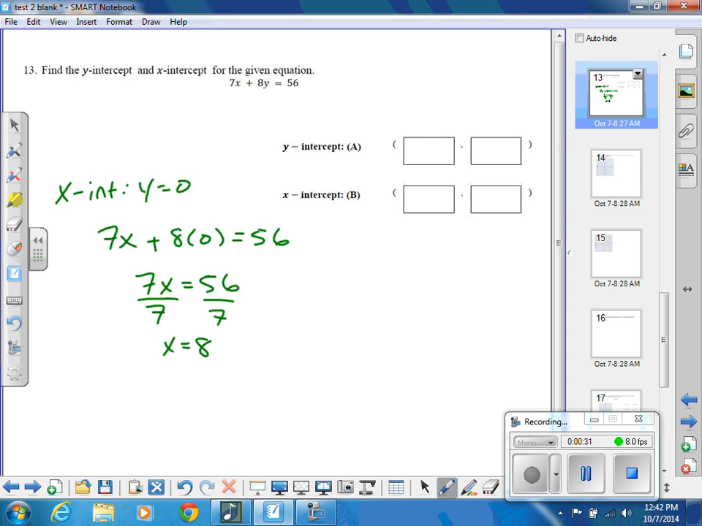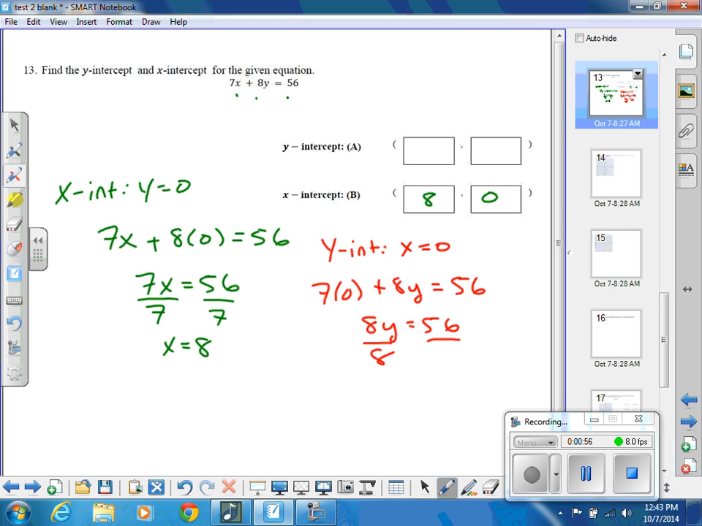So notice how it's the opposite. So (8, 0). And again, it's because 7 times 8, like I said, is 56. So guess what the y is? We already know. So the y-intercept, where I let x be 0, let's see if you know. No? So we're going to do it. 0 plus 8y equals 56. Okay, that becomes 0. 8y equals 56. Divide by 8. y is equal to 7.